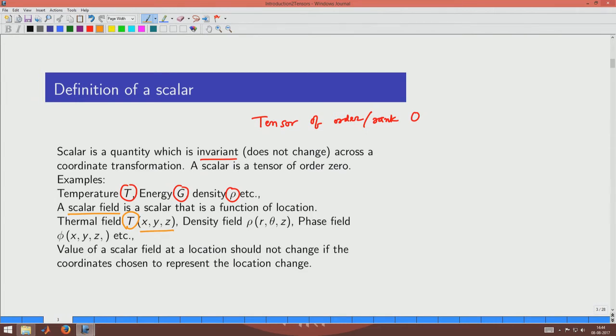Okay. And the value of the scalar should not change when the coordinate transformation is happening. Which means that whenever we have any arbitrary t, whatever values we have given, we must not have any change in the value of the scalar variable that we chose. So, this is actually used to prove whether something is a scalar or not.